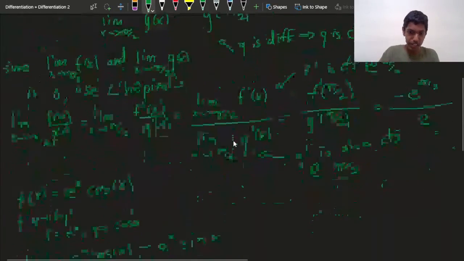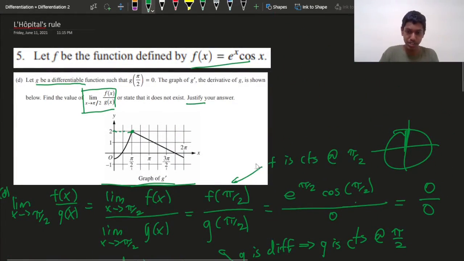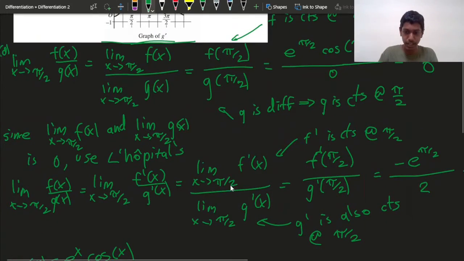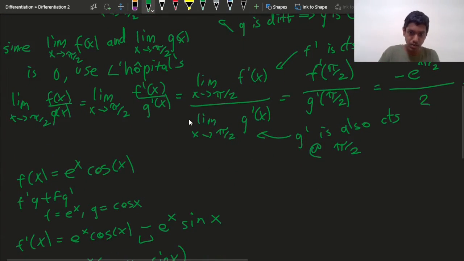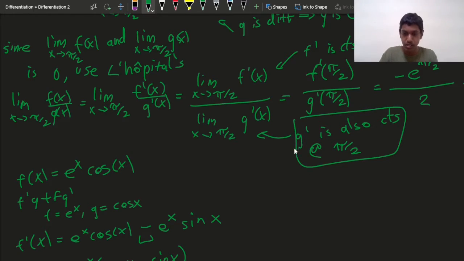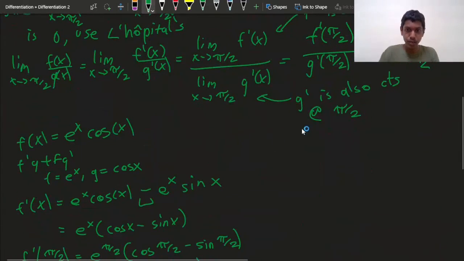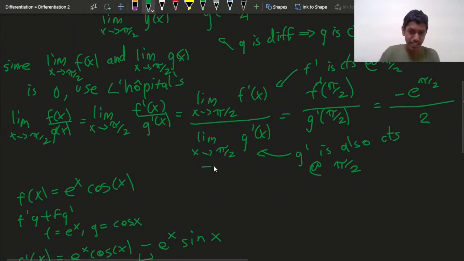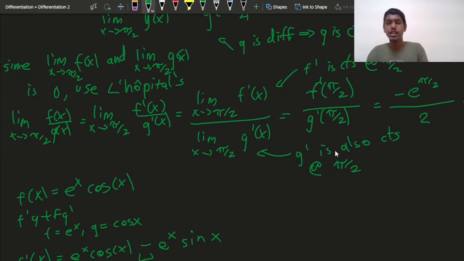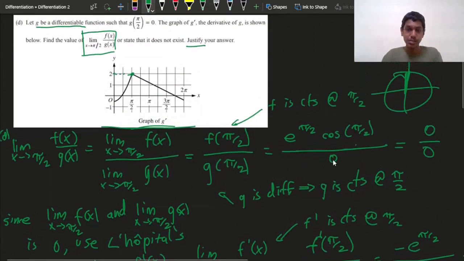Some important things to highlight here. They're asking us to justify our answer. And when we justify, one of the things in the scoring guidelines is that you have to show that g prime is continuous at pi over 2. You have to show that because technically you can't say that the limit is g prime of pi over 2 without continuity, right? And so that's why I showed it for all of these functions over here.